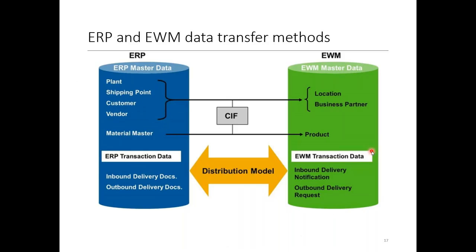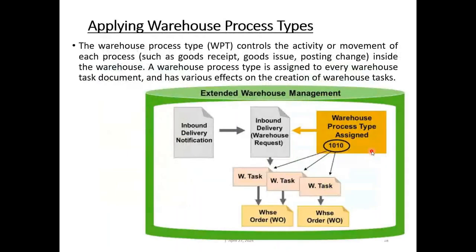Then you have the different transfer methods between the ERP and EWM, how the data is transferred. Somebody was talking about the movement types. In EWM, you don't have movement types, you have the process type. How these process types are determined, how this is linked to the movement type, all this we are going to talk about in the course.